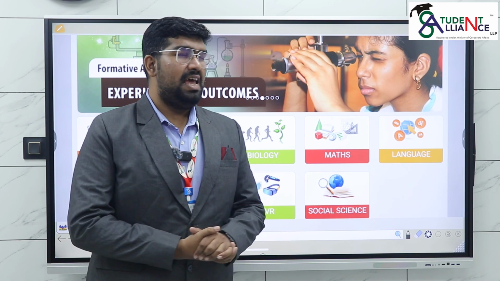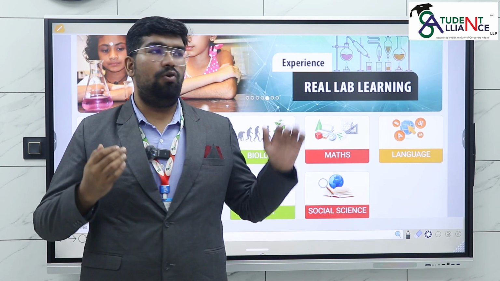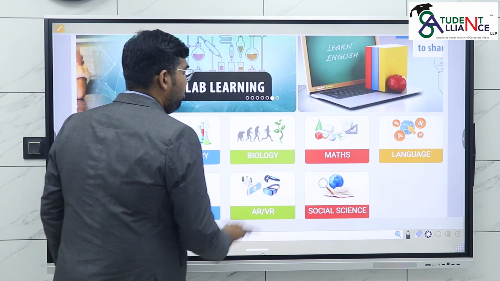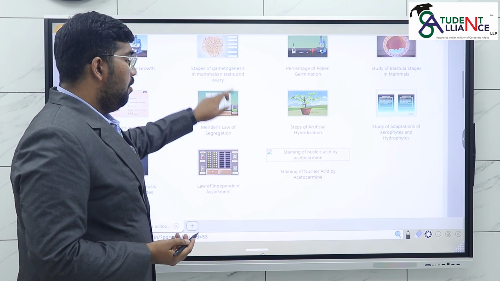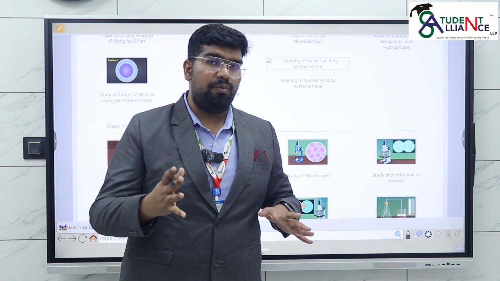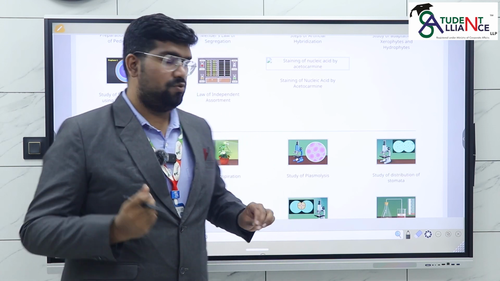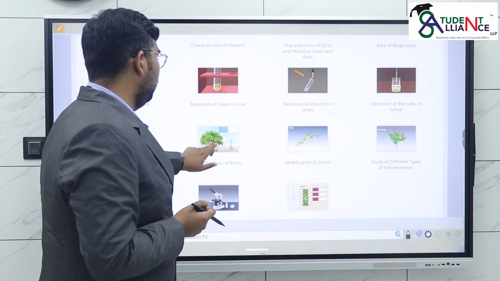My name is Shahrukh. Continuing the OLabs videos, we're going to talk about how you can use OLabs and experiment using biological subjects. Now, just click on biology. As soon as you click on biology, one of the difficult or challenging chapters in NEET is in botany, and one of them is basically modification of roots. Now, I just click on the experiment, modification of roots.